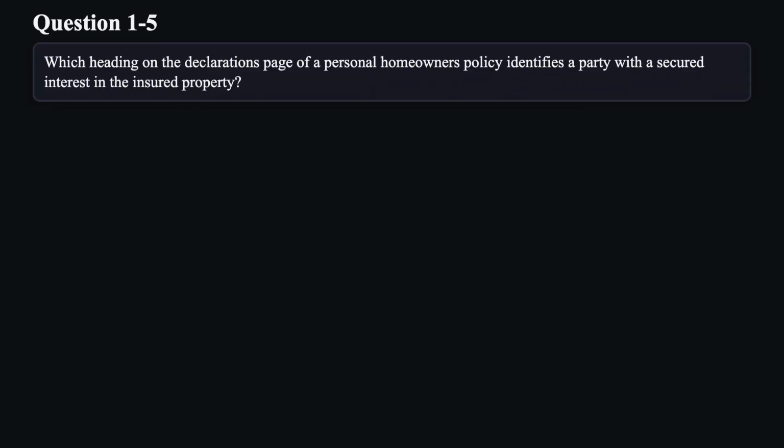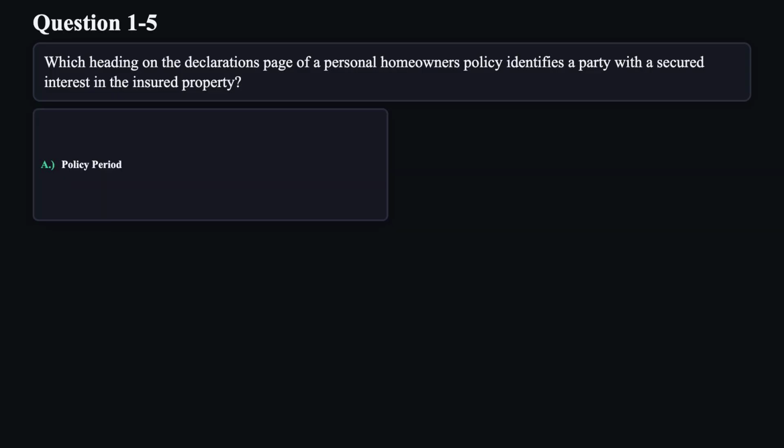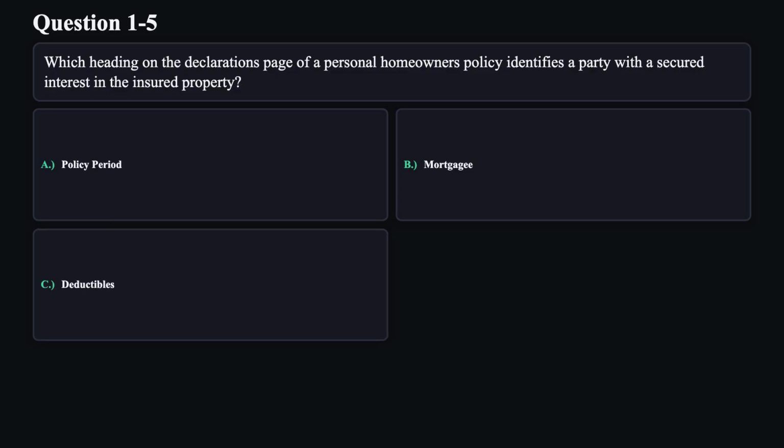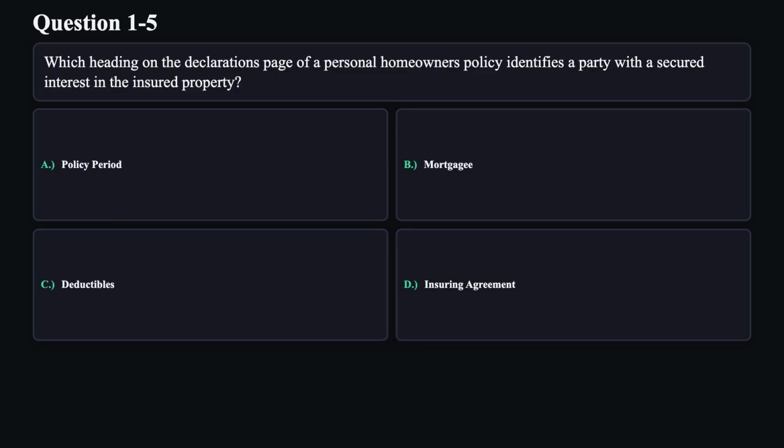Question 5. Which heading on the declarations page of a personal homeowner's policy identifies a party with a secured interest in the insured property? A. Policy period. B. Mortgage. C. Deductibles. D. Insuring agreement.